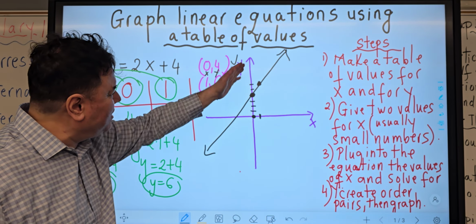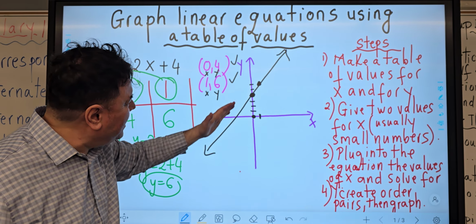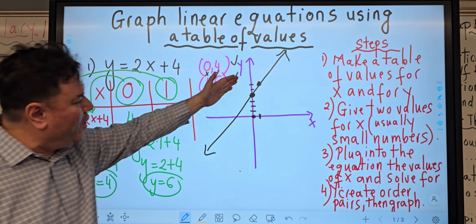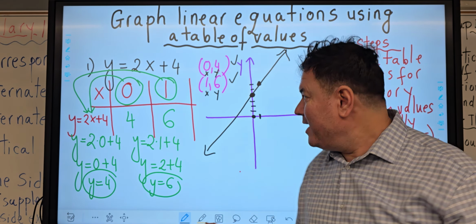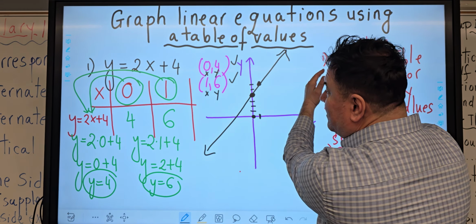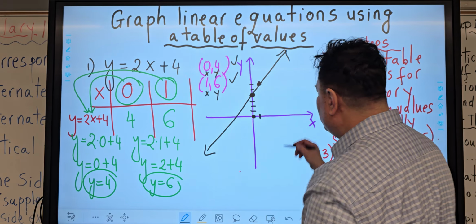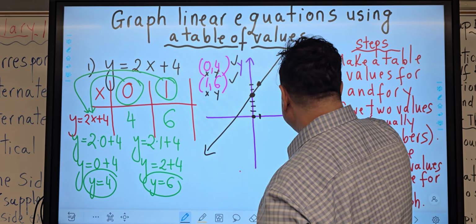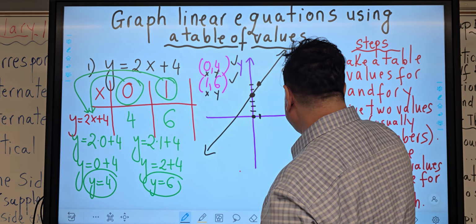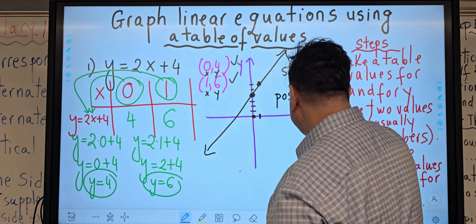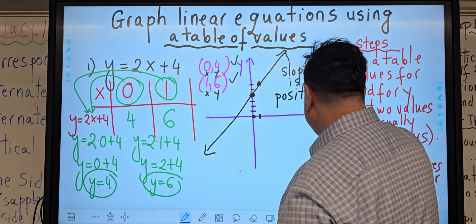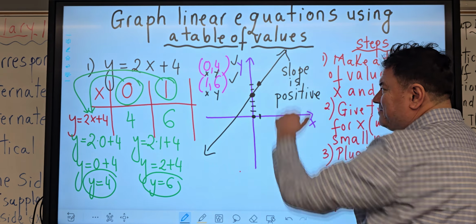This line, I'm sorry, not that straight, but this is the line going through those 2 points. And that's the answer. And because the line goes to the right, we have a positive slope. So the slope is positive. Positive because the line goes to the right.